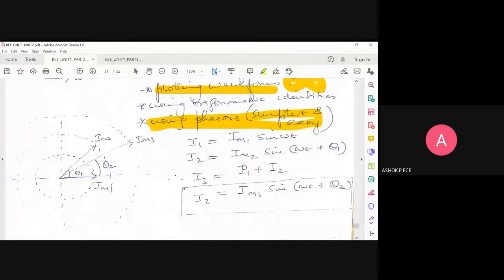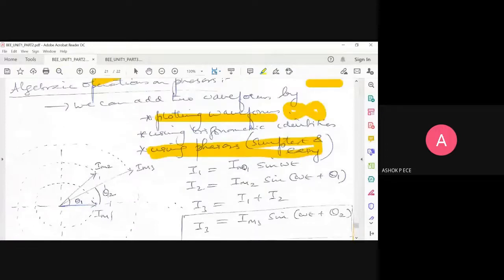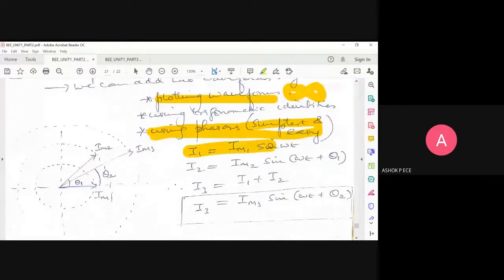See here, I am going to consider a signal I1 equal to Im1 sine omega t. So you know how to draw the phasor for this. The phase angle is not there, so it should be traveling along your positive x-axis, and the peak value is Im1. The arrow represents Im1. This is going to rotate along a circle in the anti-clockwise direction like this.